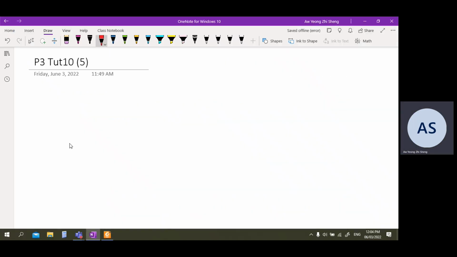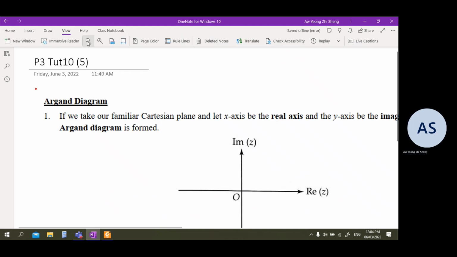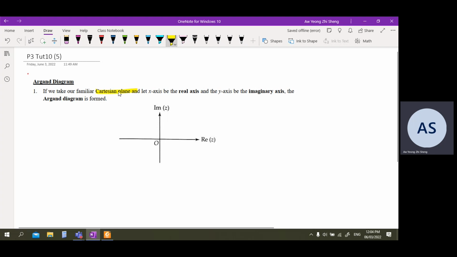Okay, so an Argand diagram is actually just our usual x and y axis. The usual Cartesian plane formed by using the x-axis and the y-axis. And now we call it an Argand diagram when we rename the x-axis as the real axis. The x-axis is renamed as the real axis, while the y-axis is renamed as the imaginary axis. And then we get an Argand diagram.